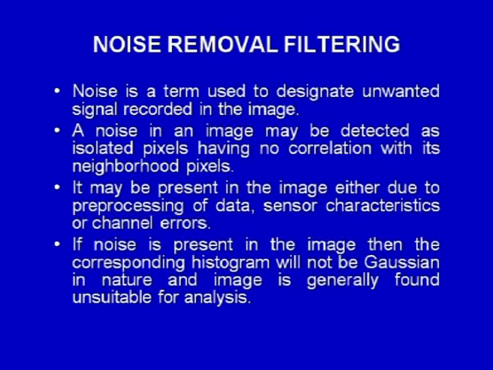If noise is present in the image, then the corresponding histogram will not be Gaussian in nature and the image is generally found unsuitable for analysis. Hence, noise should be removed from the images so that subsequent enhancement, registration and numerical analysis can be performed on the images with a high signal to noise ratio. Noise can be generally grouped into two classes: image independent noise and noise which is dependent on the image data.